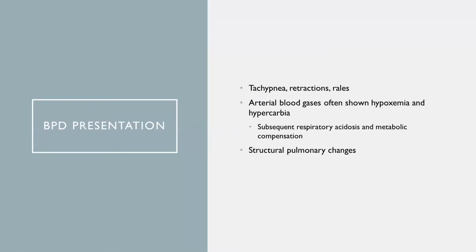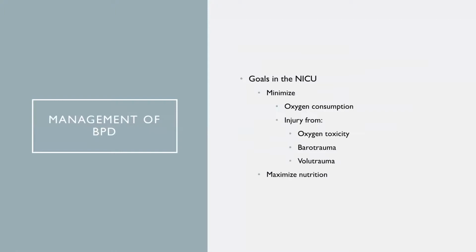Presentation of BPD is typically tachypnea, retractions, and rales. Arterial blood gases often show hypoxemia and hypercarbia. Subsequent respiratory acidosis and metabolic compensation follow this. Also seen are structural pulmonary changes.